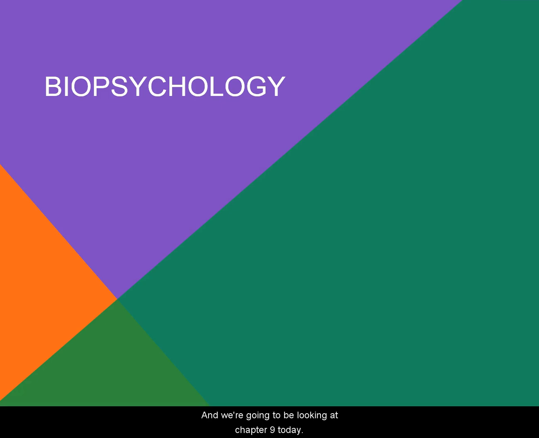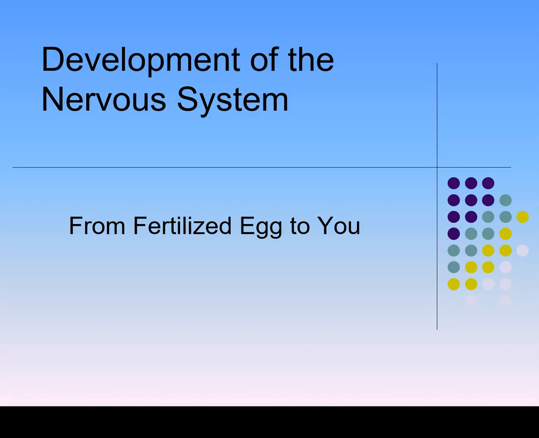And we're going to be looking at Chapter 9 today. Chapter 9 is the development of the nervous system. I can let you know right now that we are not going to actually spend a lot of time in Chapter 9. There's actually 4 or 5 main topics that I want to discuss. There's maybe 6 or 8 slides.